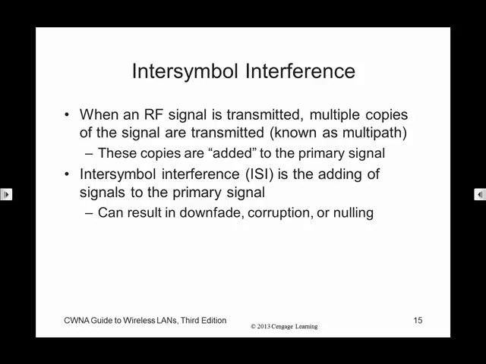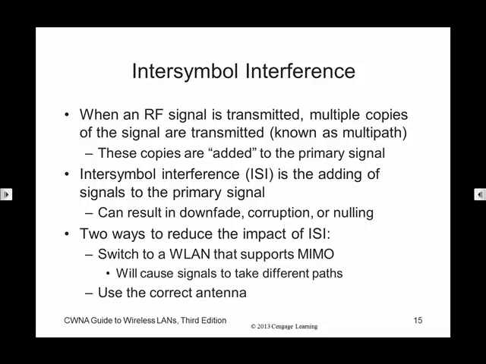Adding the signals to the primary signal: downfade, corruption, nulling, or upfade. Remember, if they're exactly 360 degrees out of phase, then they're going to be additive. If they're 180 degrees out of phase, that's where you get the nulling, so that the pluses and the minuses get there at the same time and we have no signal. In the meantime, we may have signal degradation, downfade. You may have corruption of the data itself.